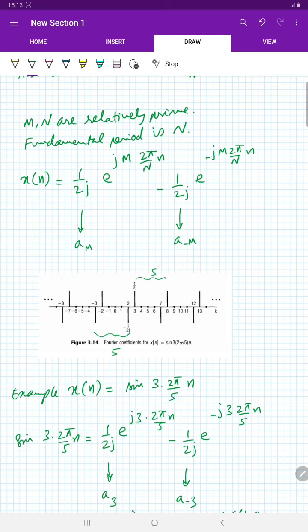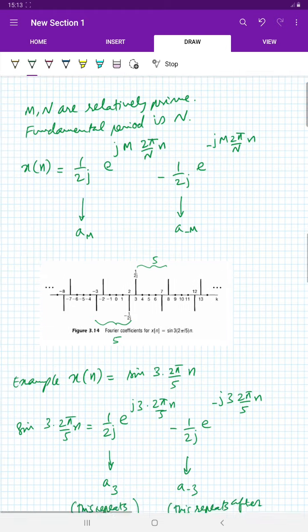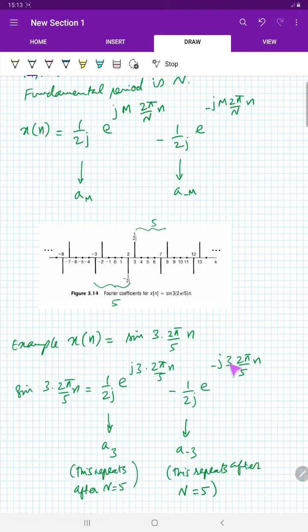It's just that this sinusoid takes 3 cycles to repeat, because the periodicity comes after 3 cycles. So you can see that here also when you expand it, k equal to 3 and k equal to minus 3 are the two Fourier series coefficients, and that is what is shown in the plot here. At 3 there is a peak 1 by 2j, and at minus 3 also there is a peak minus 1 by 2j. Okay, so this is one and this is the second one. So these are the two coefficients.